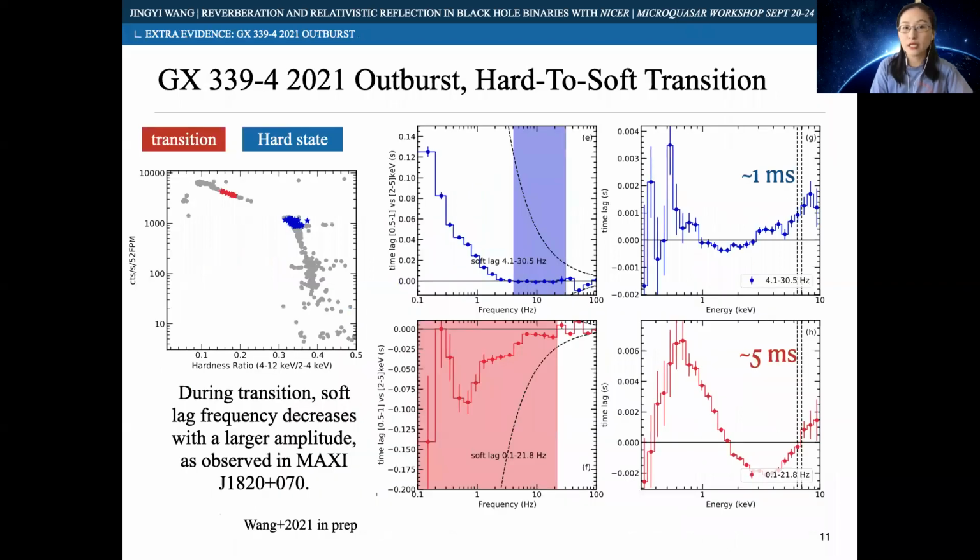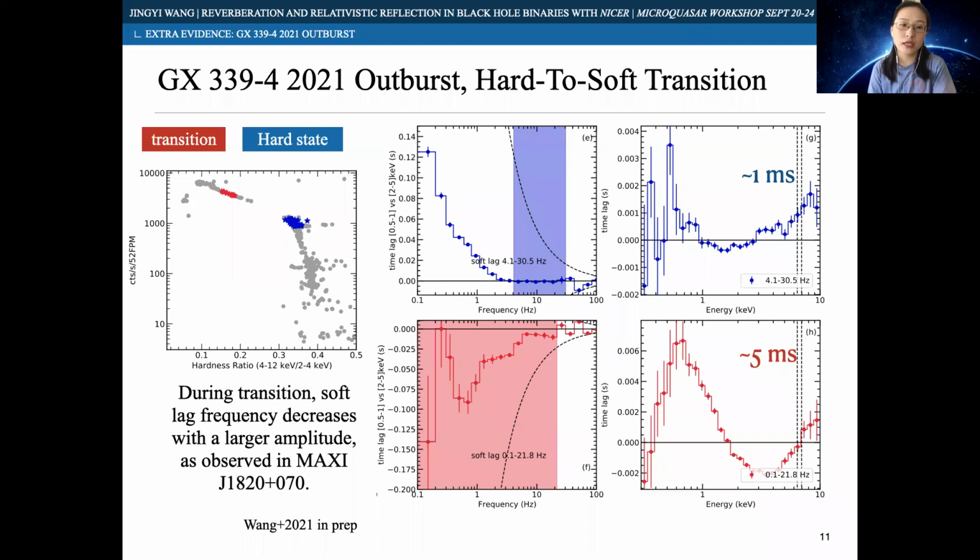I also want to mention that the archetypical black hole binary GX 339-4 is the source where Barbara De Marco detected soft reverberation lags in black hole binaries, but only in the hot state. The source has entered a new outburst at the end of February this year. So I triggered my NICER GO program to follow this outburst. And we found extra evidence that the reverberation lag gets longer in state transition.